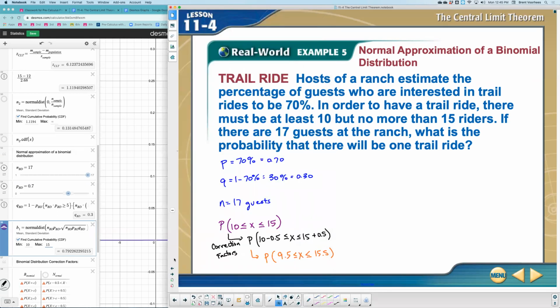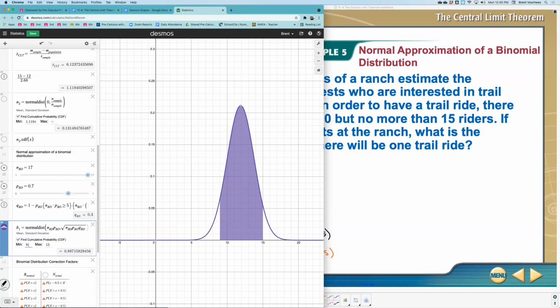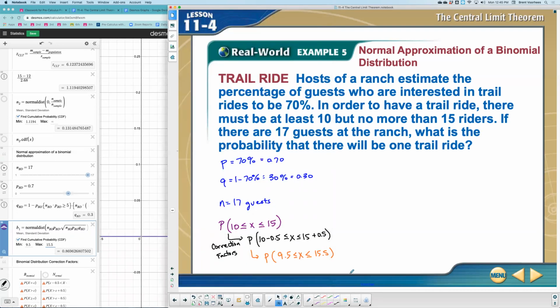Because I need to use the correction factors. I need to actually say from 9.5 to 15.5. The actual probability here is going to be approximately 0.869, or 86.96%. So almost an 87% chance that they'll have one trail ride.